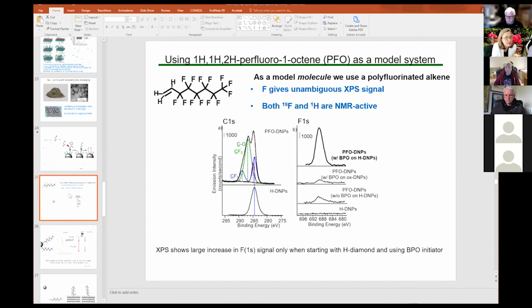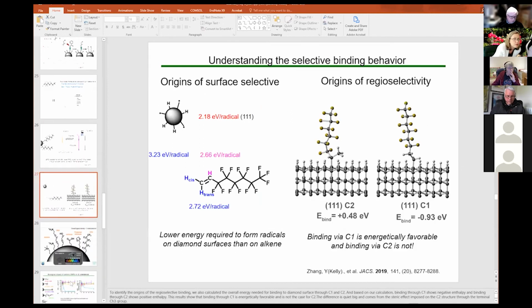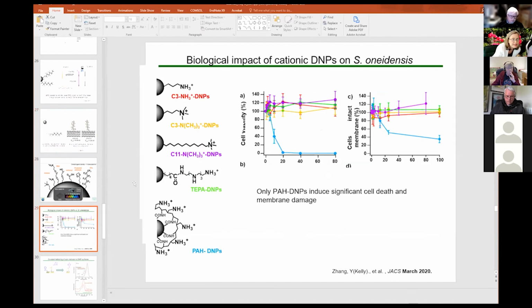Next question is from Henry Bland. Hi, Bob. Thanks for your talk. The cationic nanodiamonds with nitrogen-based functionalities, slide 29, are they readily dispersible in water? Have you measured their zeta potential? And is there a correlation between the zeta potential and cell viability?